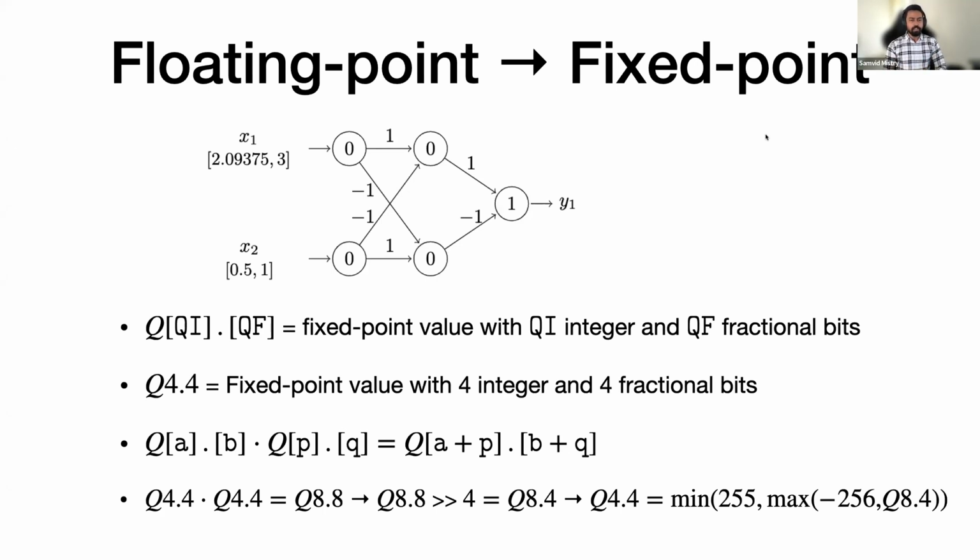So to get the fractional part in control, we are going to shift it right by 4 bits, and that will give you a Q8.4 number. Now you take the largest and the smallest numbers representable by Q4.4 and saturate the Q8.4 number between these two bounds to get a Q4.4 number. So that is how we are going to get the bit width in control.